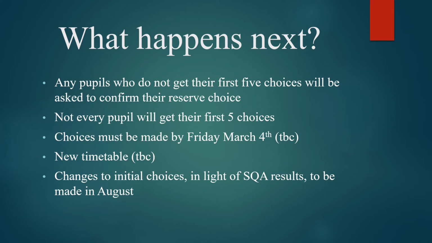We want all choices to be made by Friday the 4th of March, and the new timetable will start either in May or June, but that will be confirmed at a later date. You will then have a further chance to make changes to anything that you have chosen, and this will usually happen in light of any of the SQA results in August, and you can make changes then to any options that you have chosen in March. So don't worry too much about the idea that this will be set in stone. Nothing is set in stone. You can make choices, make changes up to a certain point at the start of next session.